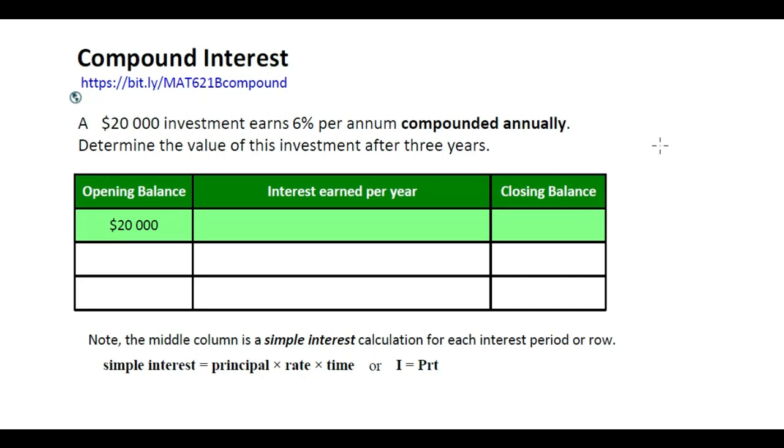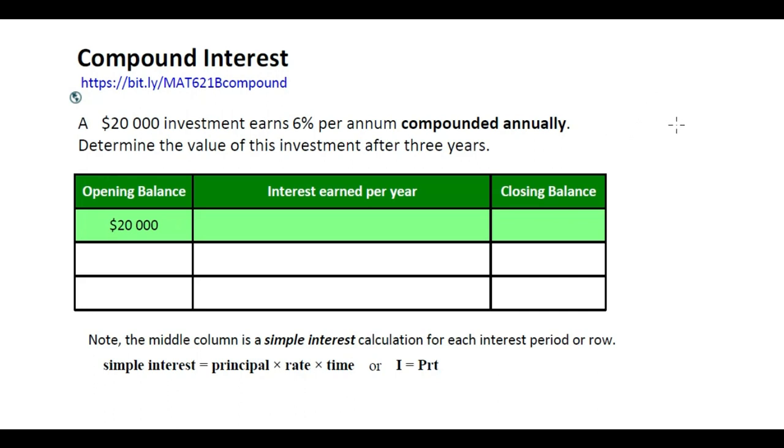But it's important to look at some of that arithmetic that's involved so we actually understand what's happening when we eventually start to wield our compound interest formula a little bit later in this video. So let's get the terminology handled first. We're being told that a $20,000 investment earns 6% per annum, and it's being compounded annually. Determine the value of this investment after 3 years.